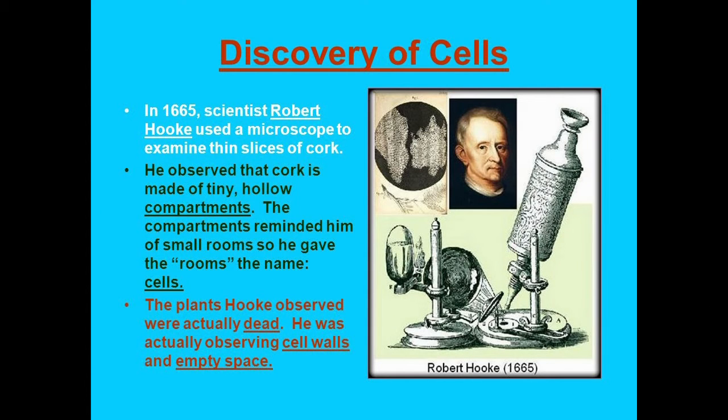Discovery of cells. In 1665, scientist Robert Hooke used a microscope to examine thin slices of cork. He observed that cork is made of tiny hollow compartments. The compartments reminded him of small rooms, so he gave them the name cells. The plant material Hooke observed was actually dead. He was actually observing cell walls and empty space.